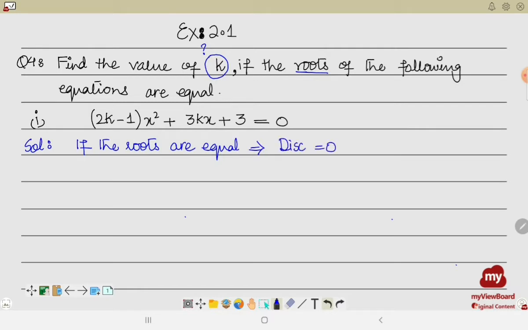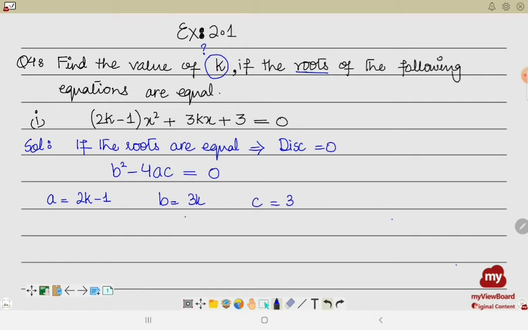Let's recall the formula for discriminant. I hope you remember it. It was b square minus 4ac is equal to 0. So let's sort out the values of a, b and c from the given equation. Here a is equal to 2k minus 1, b is equal to 3k and c is equal to 3.